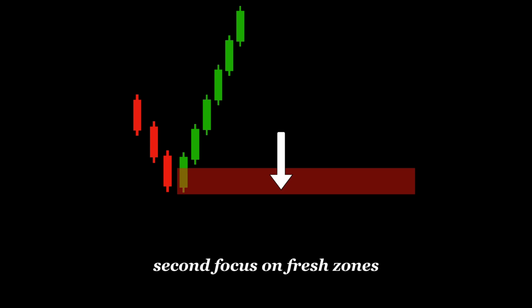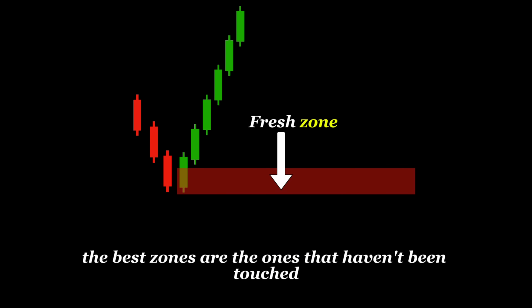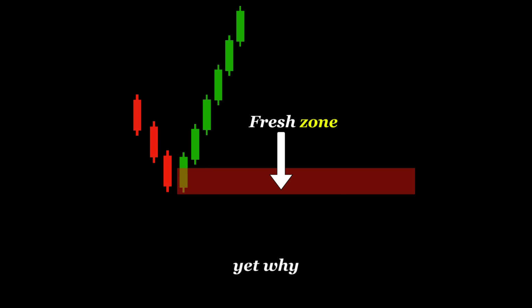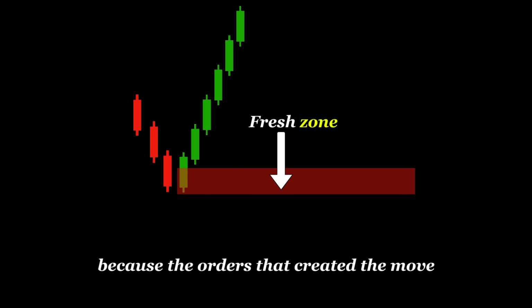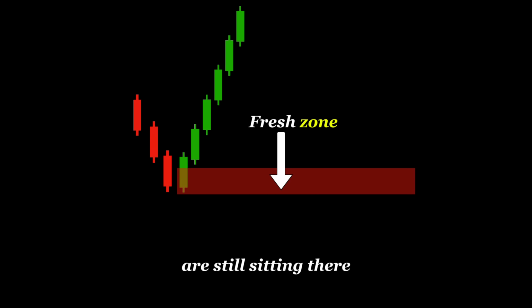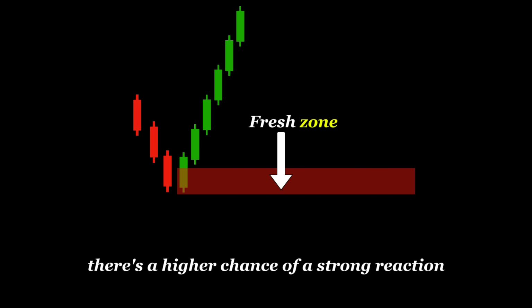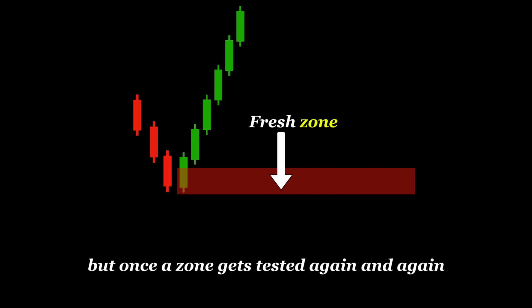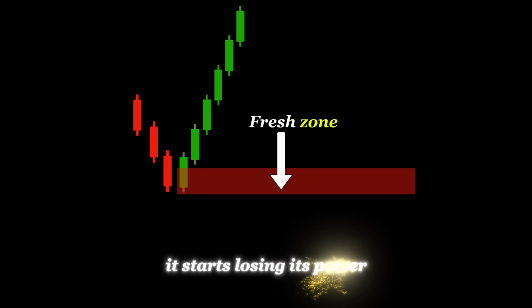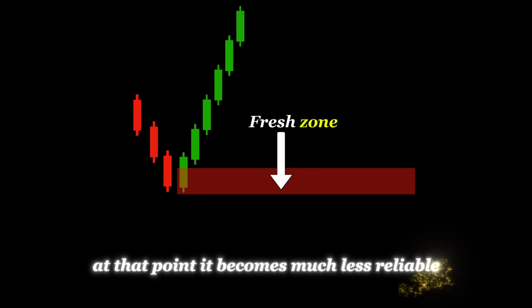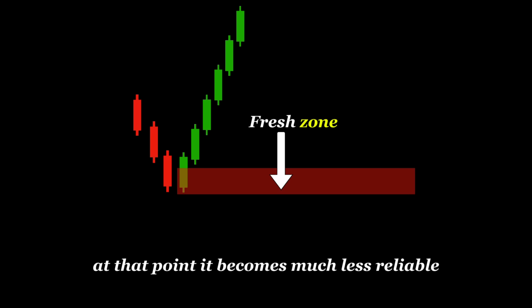Second, focus on fresh zones. The best zones are the ones that haven't been touched yet. Why? Because the orders that created the move are still sitting there. So when price comes back for the first time, there's a higher chance of a strong reaction. But once a zone gets tested again and again, it starts losing its power. At that point, it becomes much less reliable.